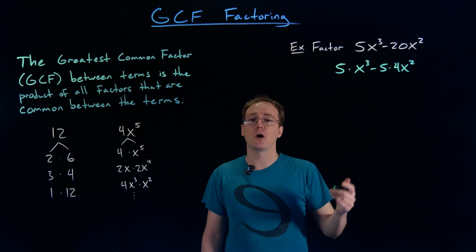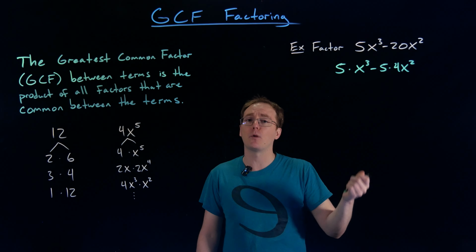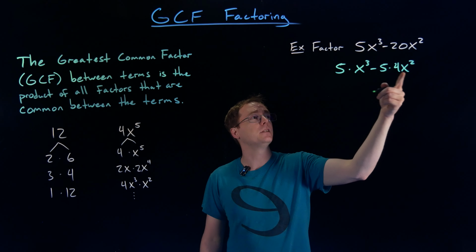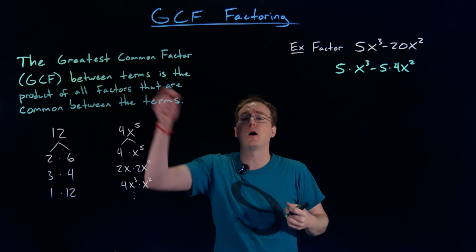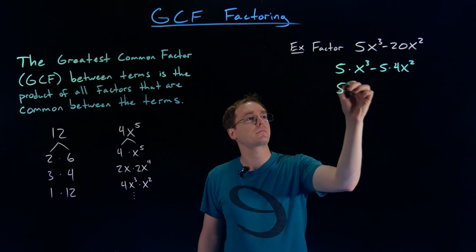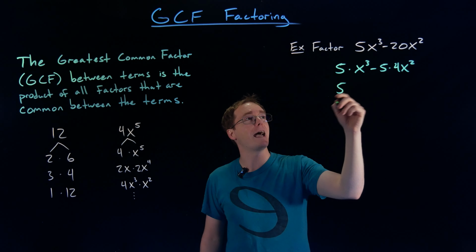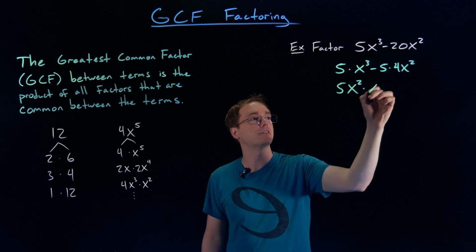They also share some common factors of x, and we could pull out 1x, but we can actually pull out more than 1x, right? Both of these terms contain at least 2 factors of x, and we want to create the greatest common factor, so we're going to pull out as much as we can. So if I pull out 2 factors of x from x cubed, that's like pulling out an x squared, and we'll have an x left over.